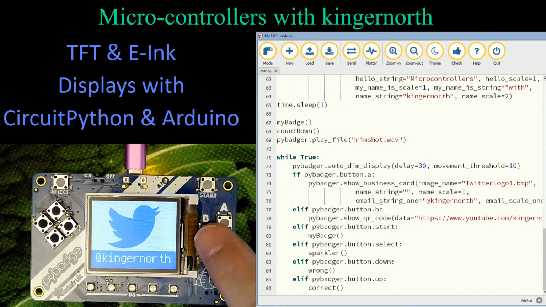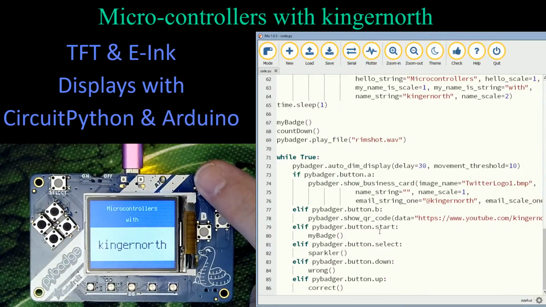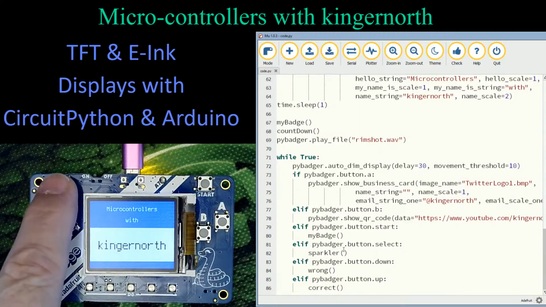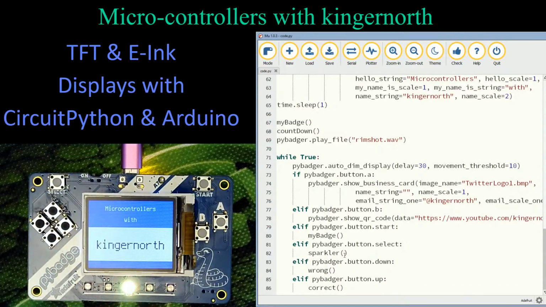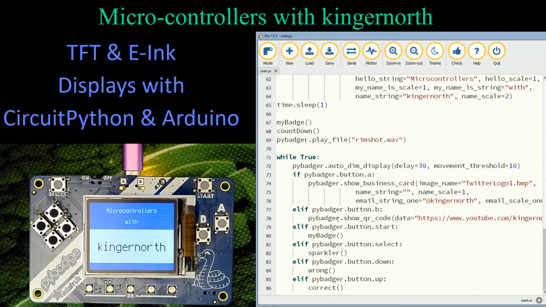If I push button B, which is right there, it goes to the QR code. This has a QR generator built into it as part of the default on the PyBadger. So I put in the address youtube.com/kingernorth, and it created the QR code to show with that. And then I have the start button, which is this one up here, that brings me back to my badge. The sparkler is the select button. And then I have the down button for wrong and the up button for correct. And I've just created those, but that's a nice little, much shorter program.